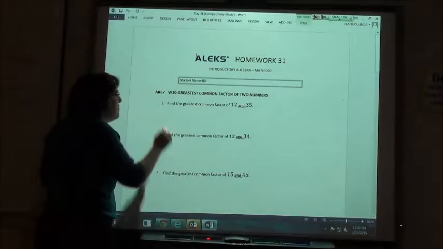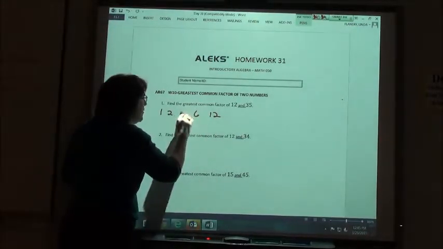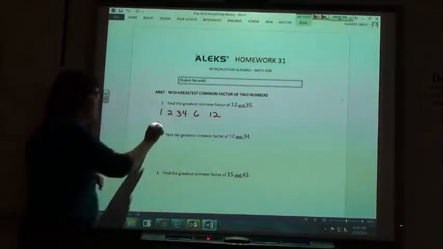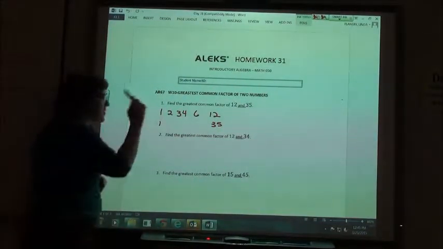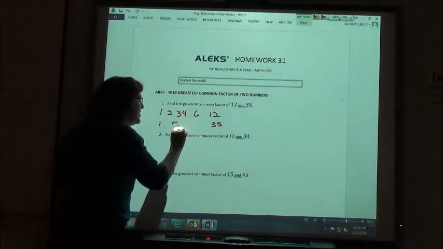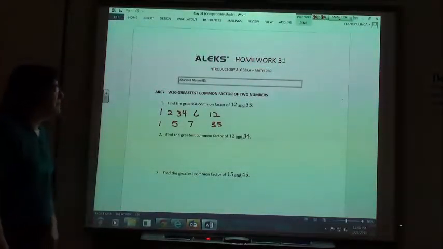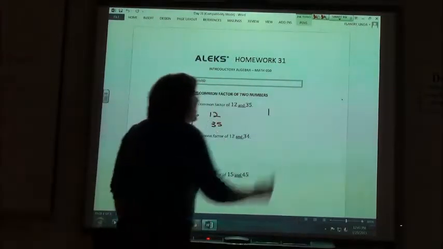So factors of 12: 1 times 12, 2 times 6, and 3 times 4. Those are all of your factors of 12. 35, we'd have 1 times 35. 2 doesn't go in there, 3 doesn't go in there, 4 doesn't go in there, but 5 does, so 5 times 7. Well, if I'm looking for my greatest common factor of 12 and 35, you can see that they don't have much in common, do they? The only thing that those two numbers have in common would be the 1. So my 1 is the greatest common factor.